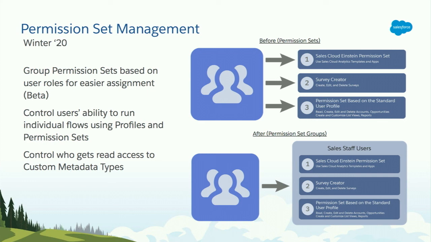You can also control who gets read access to custom metadata types. You can use profiles and permission sets to assign read access to users for custom metadata types. Admins with the Customize Application permission can modify permission sets and profiles to grant direct read API access to a specific custom metadata type. And now you can grant API read access to specific metadata types for users and user profiles, even if they don't have the Customize Application permission.